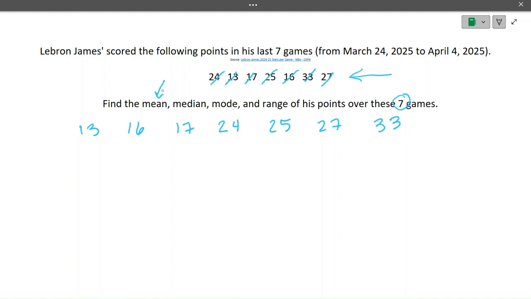So we're going to start with mean. A lot of times mean is also called average. You hear that in sports a lot. They mean the same thing. Mean is just the more mathematical term. So the way that we find the mean is we add every single one of these numbers together and then divide by the total number of numbers, which we know there's 7 games here. So this is what you would type into your calculator.